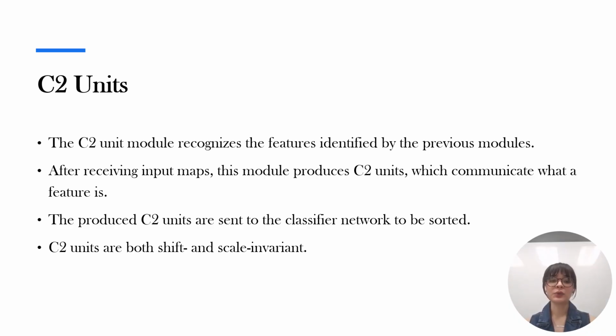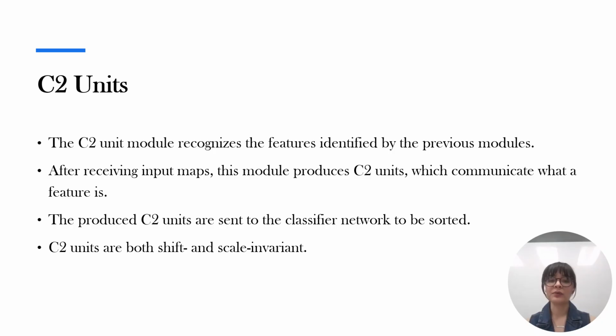The final module is the C2 unit creation module. The C2 unit module recognizes the features identified by the feature discovery module. After receiving the many input maps from the previous module, this module produces C2 units, which communicate what a feature actually is. The produced C2 units are sent to the classifier network to be sorted, and these units are both shift and scale invariant.